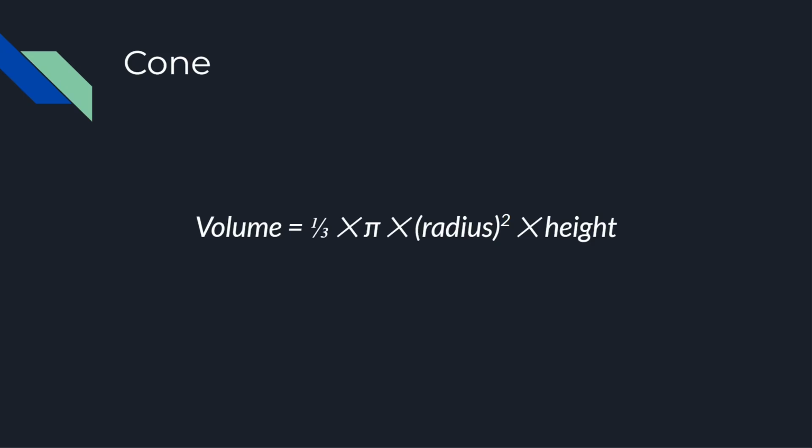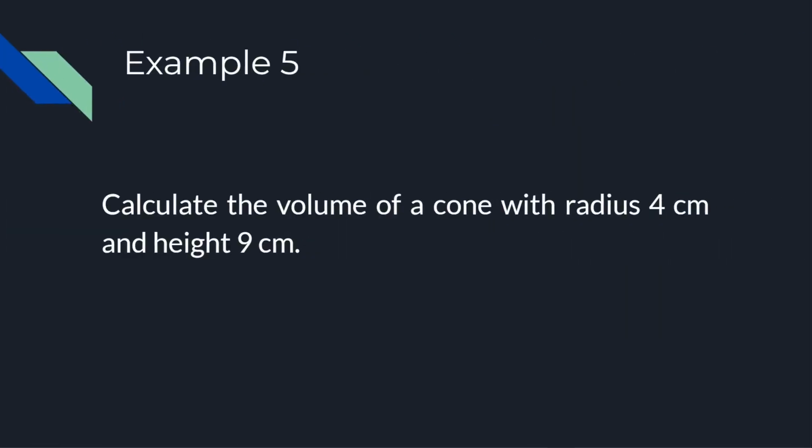Next formula is that for a cone. Notice it's the exact same formula. We just substitute the area part with this. Now from this point on, I'll keep it silent when it comes to the example solutions. So let's look at this. Calculate the volume of a cone with radius 4 centimeters and height 9 centimeters.